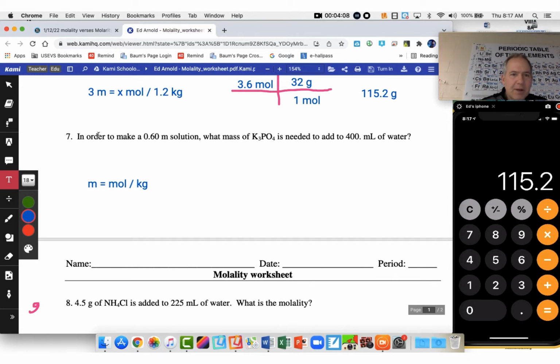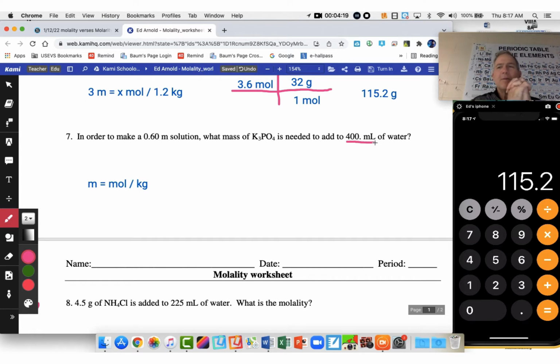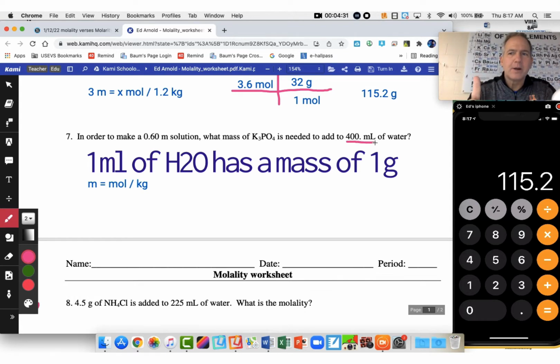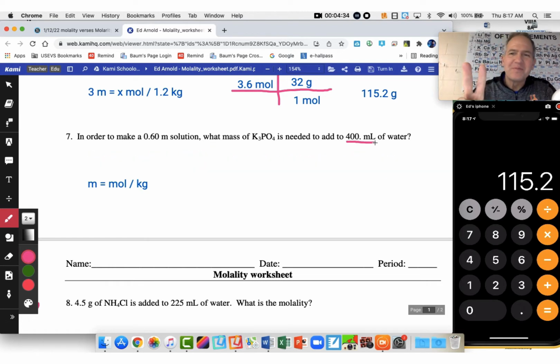Very similar thing here. The only weird little thing we have going on is right here. It says 400 milliliters of water. Well, they're assuming in this problem that you understand that the metric system is based on water. 1 milliliter of water has the mass of 1 gram. 1 centimeter cubed, a centimeter by a centimeter by a centimeter, is also 1 milliliter. So the metric system related all of its masses and volumes together and based them on water.